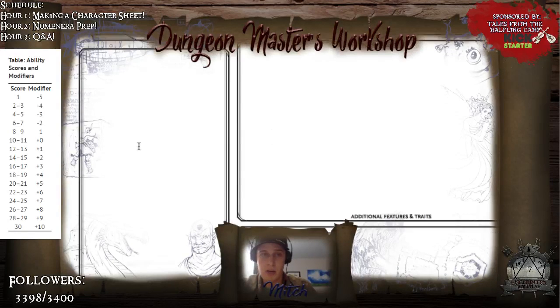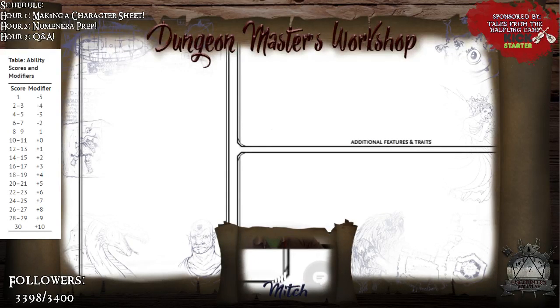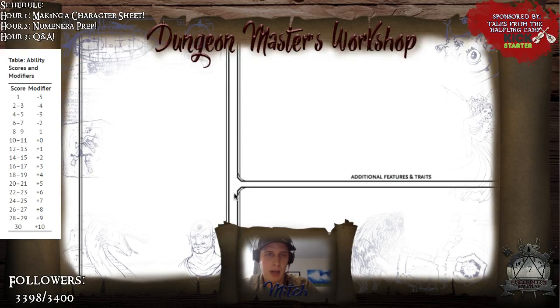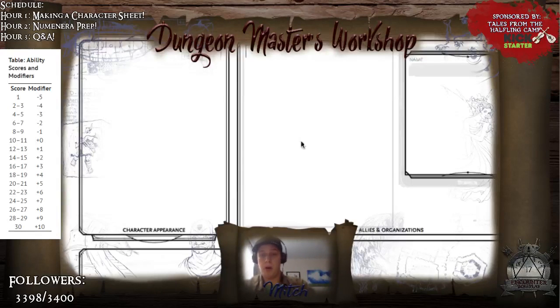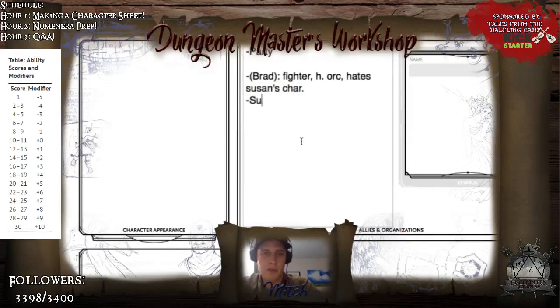On the left-hand side here, you've got the backstory tab where you can write in a little narrative piece if you like. I know some folks are into that as far as where your character came from, what their deal is. Allies and organizations, I usually put in the party members. So I'll have like a one line that says like Brad's character, fighter, half-orc, hates Susan's character. And then I'll have Susan and then a description of her character. So all the little things that you need to keep in mind of, what's the dynamic like? How do these party members relate to one another?